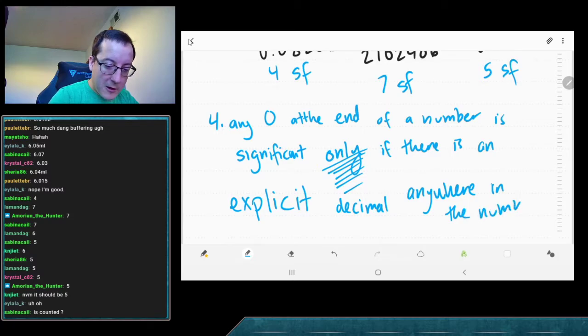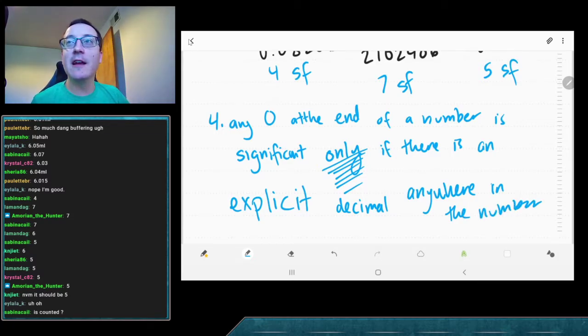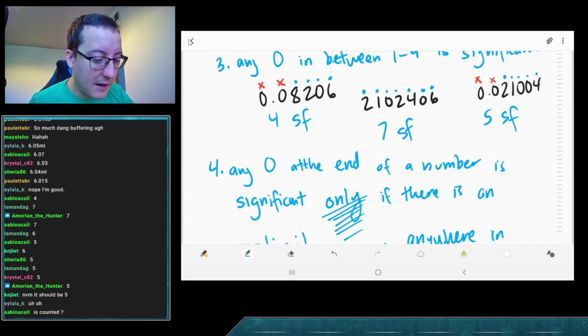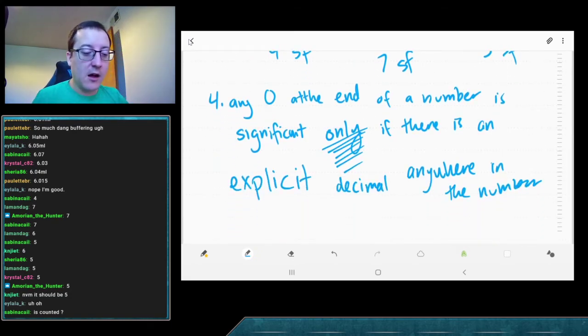Okay, I realize this is very long and verbose. Okay, so zeros at the end of numbers will only count if there is a decimal somewhere in the number. Okay, explicit means it's actually written out. So, for example, if we look at these three numbers, for number 3 here, there is a decimal in the first number and the third number, but not in the middle number. Okay, yeah, we understand that there would be a decimal after the 6 in the second number, but it's not explicit. Okay, it has to be written in for it to count.